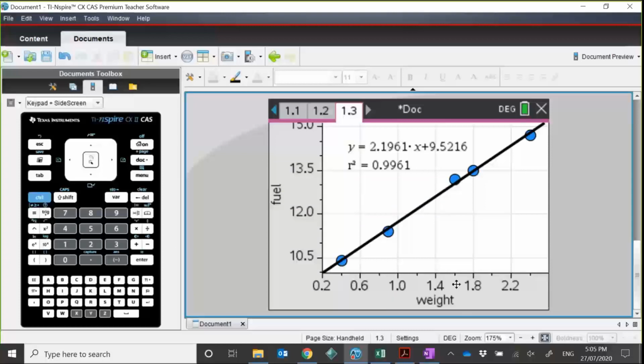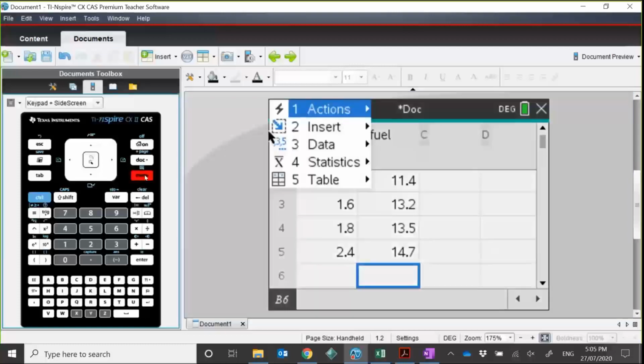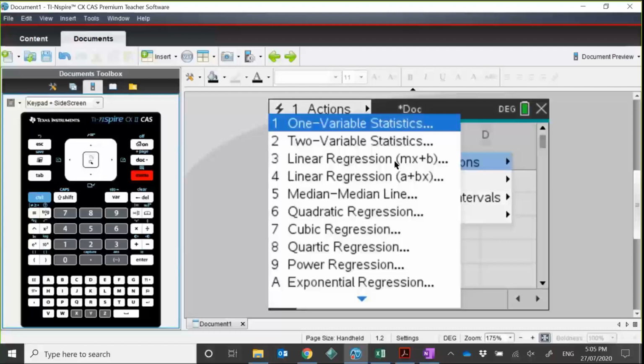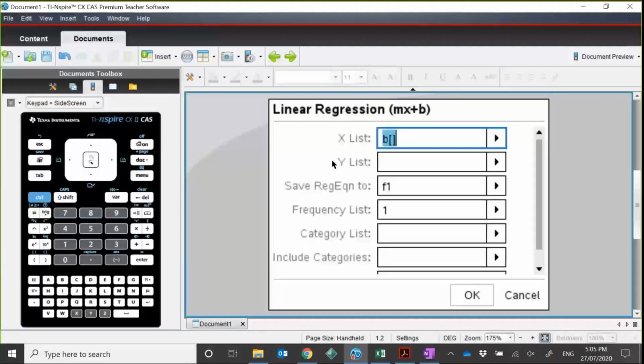Now another way of getting that same equation is we can go back to the spreadsheet, and we can do it via the spreadsheet. So we go Menu, Statistics, Stat Calculations, and we're going to do a linear regression, number 3, Linear Regression. Now my X values, if I click on that, my X values is what's across the bottom of the graph, and that is the weight of the load.